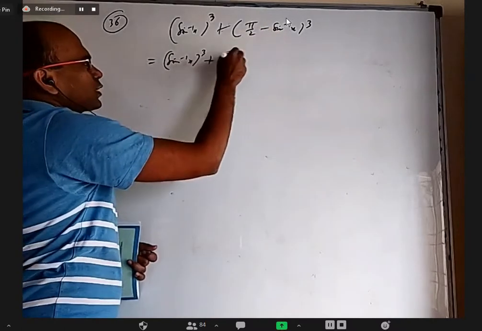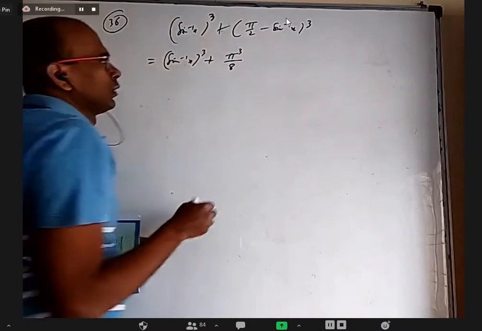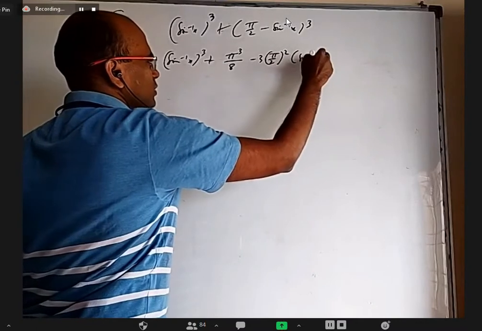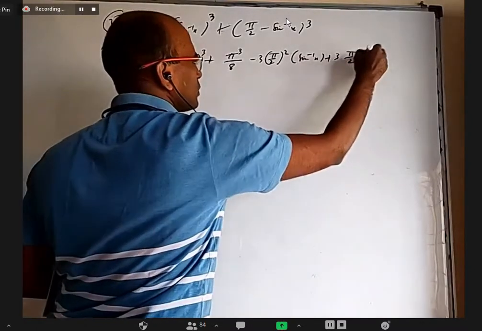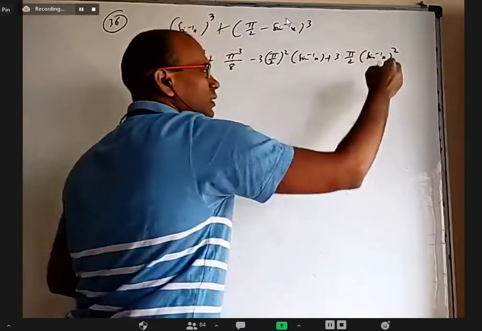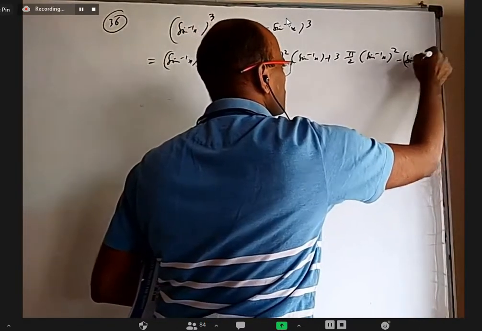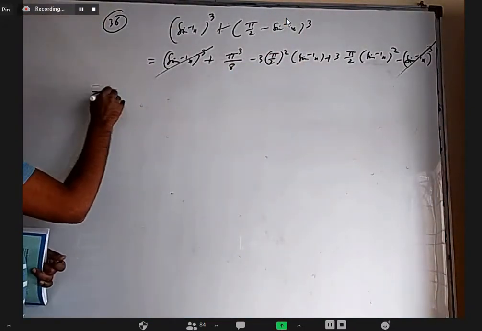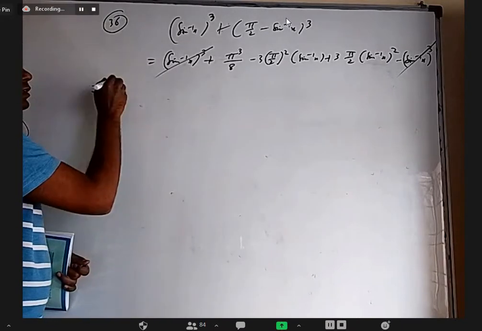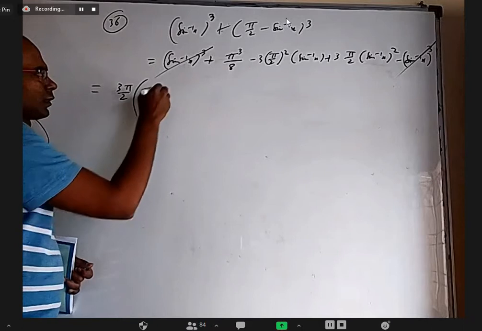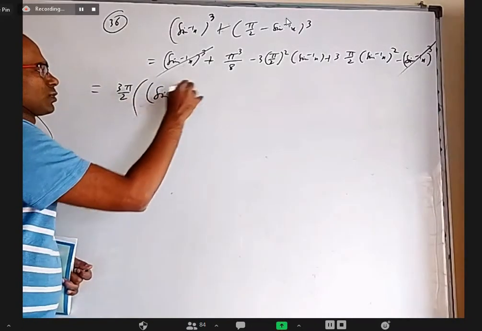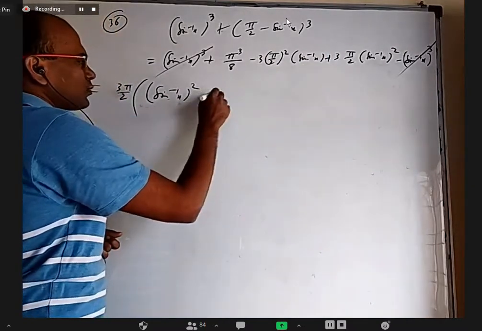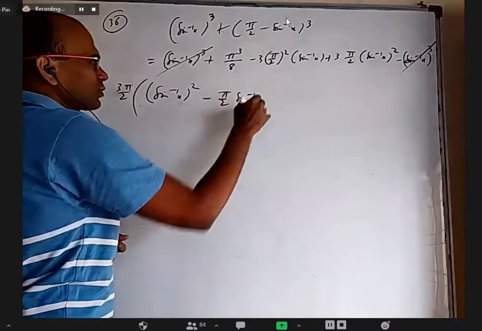A minus b whole cube: a cube minus 3a square b, 3 into pi by 2 whole square into sin inverse x, plus 3a b square, 3 into pi by 2 into sin inverse x whole square, minus b cube, which is sin inverse x whole cube. That will get cancelled with this. Now I can take 3 pi by 2 common. I will get sin inverse x whole square. When I take 3 pi by 2 here, 1 pi by 2 will be left. So minus pi by 2 sin inverse x.